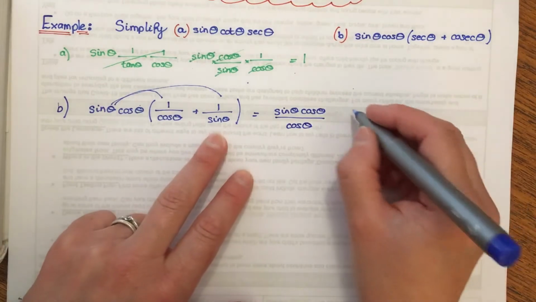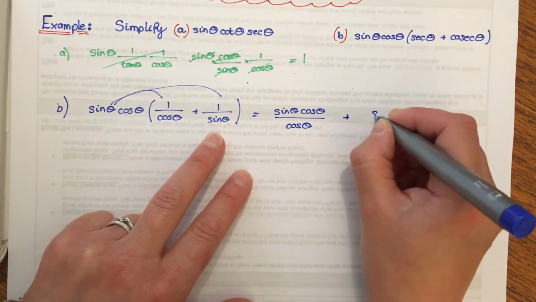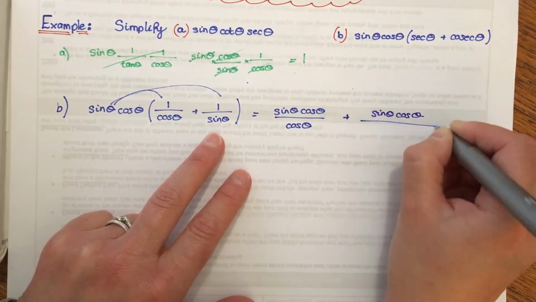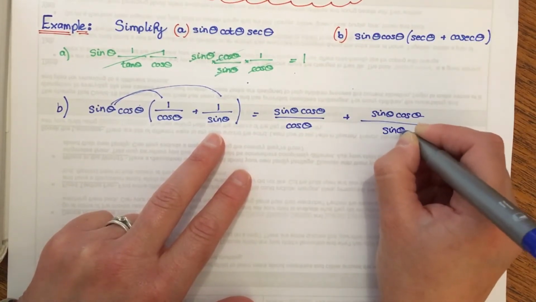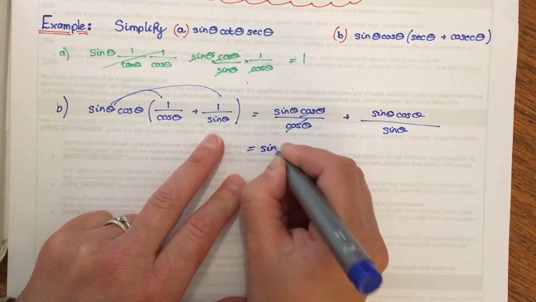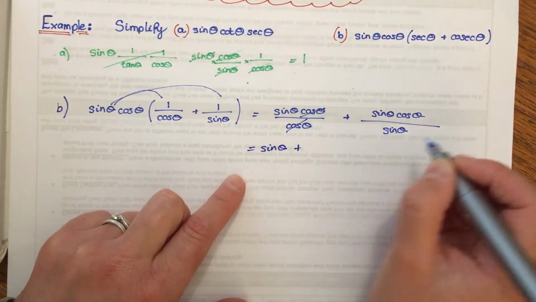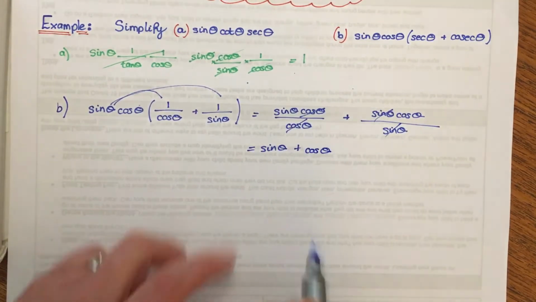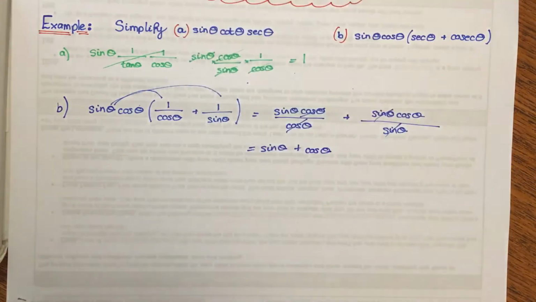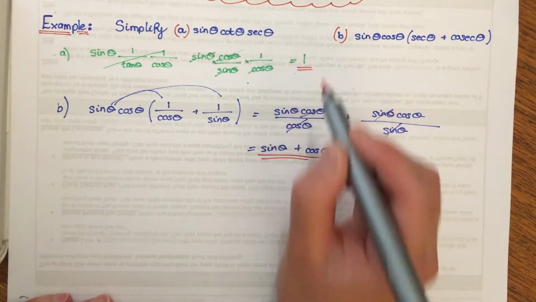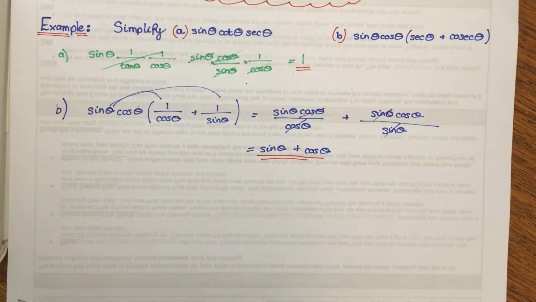Sine theta cos theta times 1 over sine theta is sine theta cos theta over sine theta. And then the coses will cancel out to leave you with sine, and the sines will cancel out to leave you with cos. So that's your simplified function there. There you go. So quite straightforward, really.